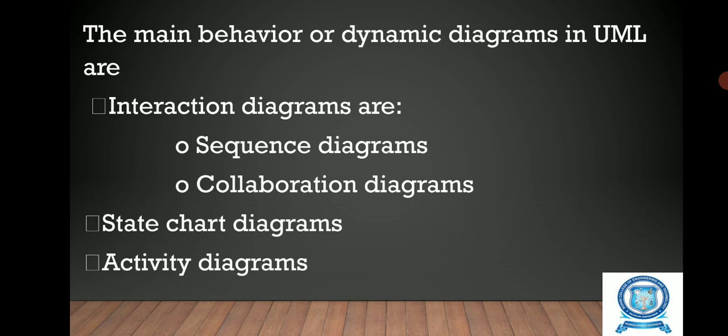The main behavior or dynamic diagrams in UML are interaction diagrams, which are sequence diagrams and collaboration diagrams, then state chart diagrams and activity diagrams.